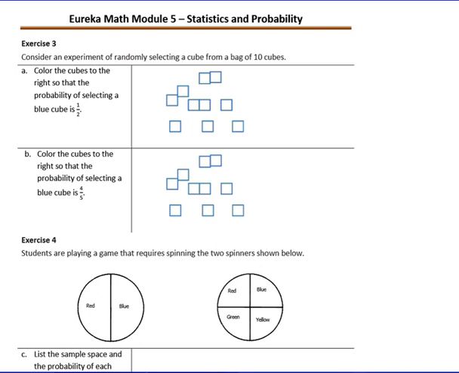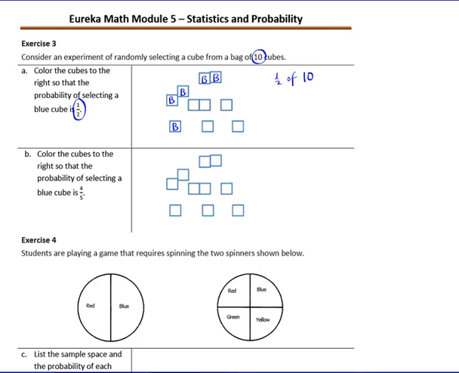All right, so we want the probability of 1/2. That means that half of the cubes will have to be blue. Since there are 10 cubes altogether, we need half of 10 to be blue, and half of 10 is 5. So we have 1, 2, 3, 4, 5 blue cubes. And it doesn't matter which 5.